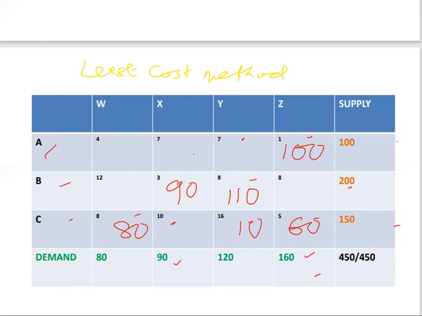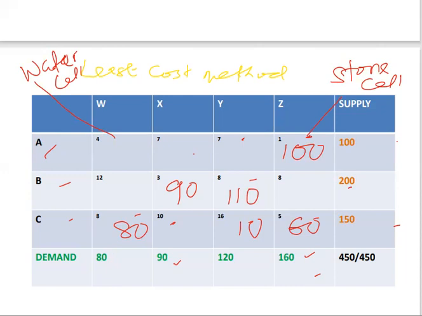Now, we are looking at the stepping stone method. Anywhere we have allocation, we call it what? A stone cell. Anywhere we didn't make allocation to, we call it what? Water cell. So AW is a water cell. Meanwhile, AZ is a stone cell.